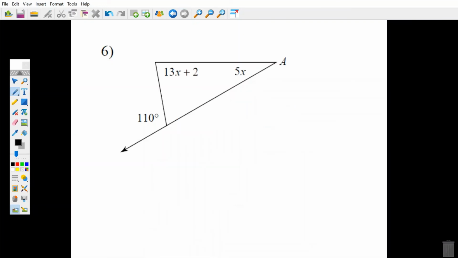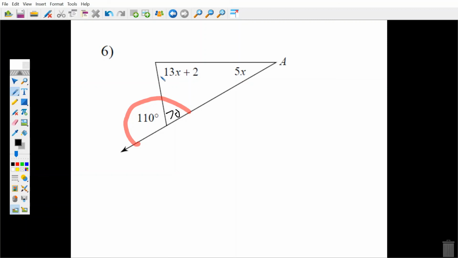This is our last one. I need you to please solve for x. Please pause and give that a try. The answer is, hopefully you recognize that these two make a straight line. They have to add up to 180. So 180 minus 110, this one is 70.